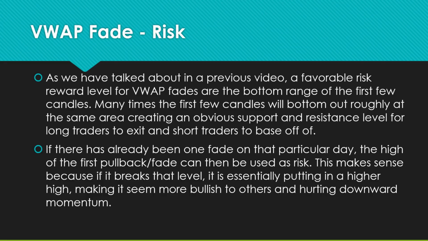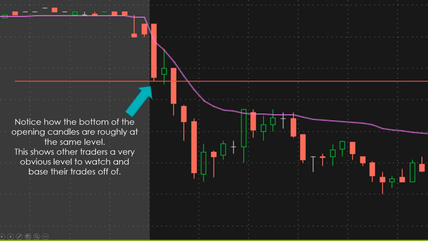And so I know that sounds a little bit confusing, and we can look at exactly what I'm talking about here. All right, and so when I mean the bottom of that opening range, the bottom of those first few candles, this is a really good example of what I mean by that. If this bottom can happen roughly around the same area as the second or third candle, then it gives it a very obvious support and resistance level to follow.